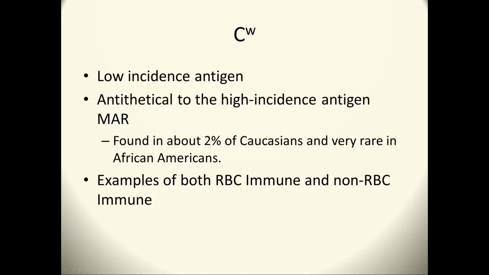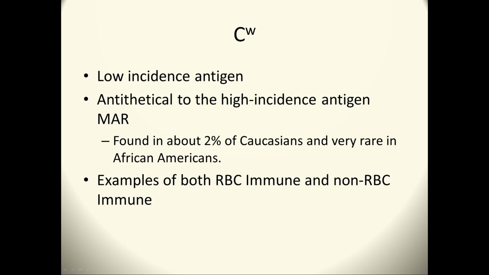Cw is a low-incidence antigen that appears to be antithetical to the high-incidence antigen MAR. It's found in about 2% of Caucasians and is very rare in African Americans. And what's interesting about antibodies to Cw is that there are examples of both RBC immune and non-RBC immune antibodies. In non-RBC immune examples, the person has formed the antibody to Cw without prior pregnancy or blood transfusion, which is atypical of our Rh antibodies.